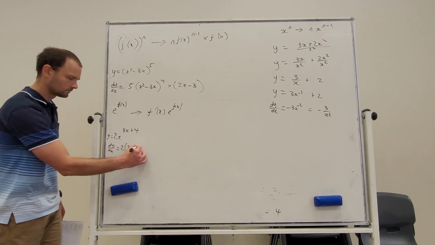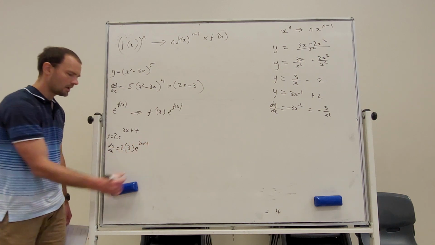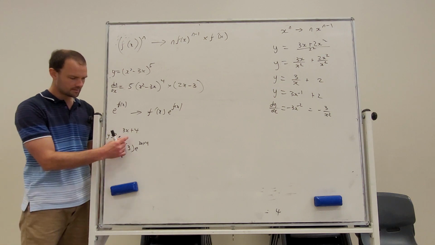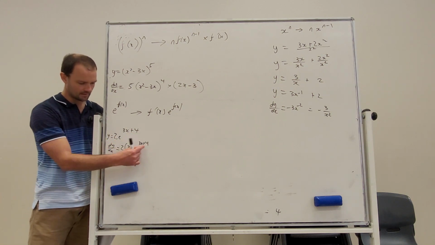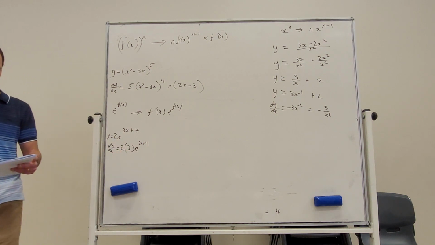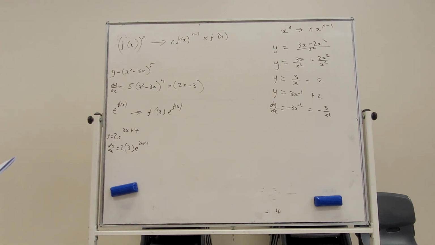All right? Notice how we've got e to the f of x goes to f dash of x e to the f of x. That 2 just hanging out the front. Alright, and still y, dy on dx.